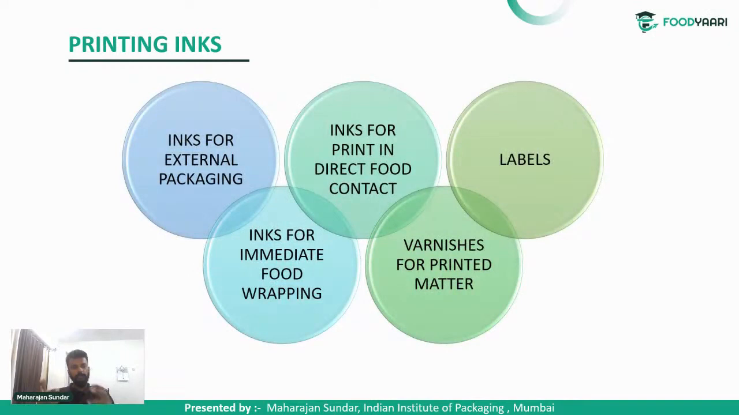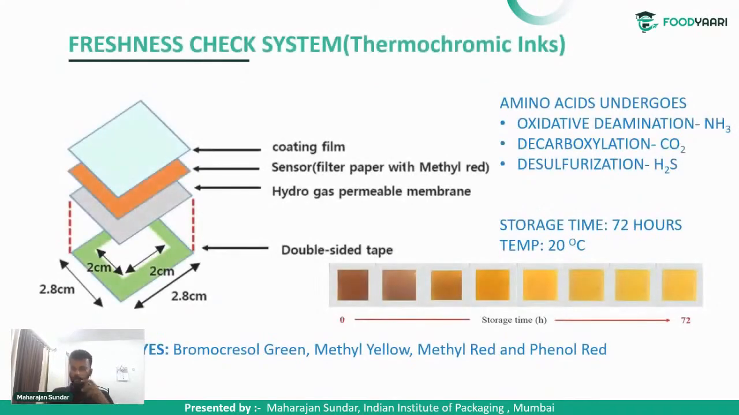And where printing inks are used: for external packaging, for direct contact with food product, for immediate food wrapping, or labels, and printed matter. It is also used as varnishes for printed matter. It is not that useful for food packaging, but it is used for varnishing of printed matter. Okay, there is an ink called thermochromic ink that is used in freshness check systems.